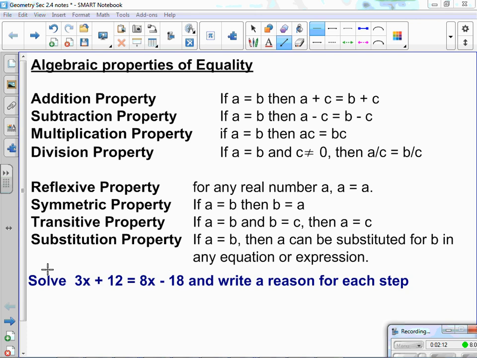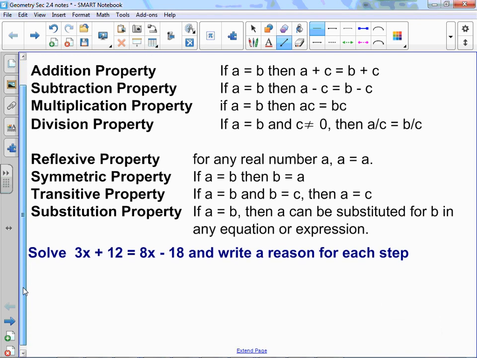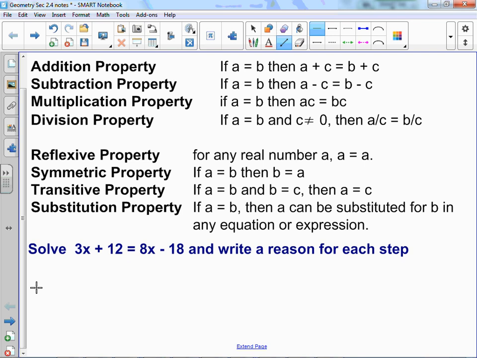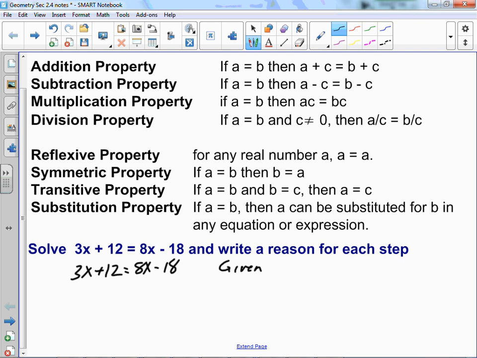All right, so here we want to solve this equation, 3x plus 12 equals 8x minus 18. And we're going to write a reason for each step. So this is leading into something a little more difficult, so try to follow along here. So starting off with writing what they actually gave us. 3x plus 12 equals 8x minus 18. And since that's what they gave us, the reason we're going to give for that is that it was the given.